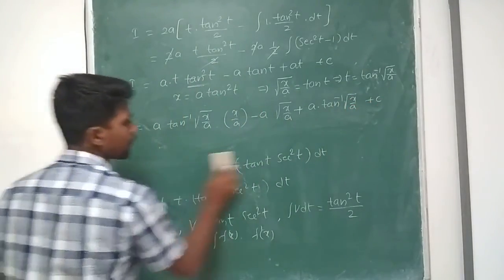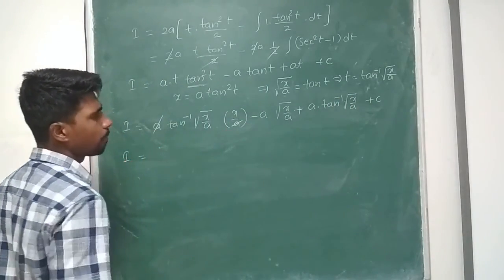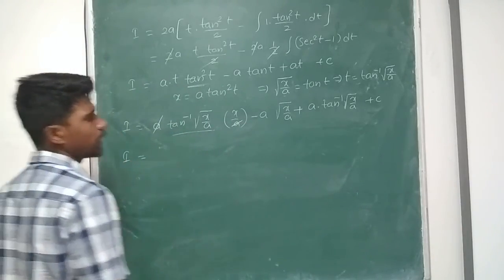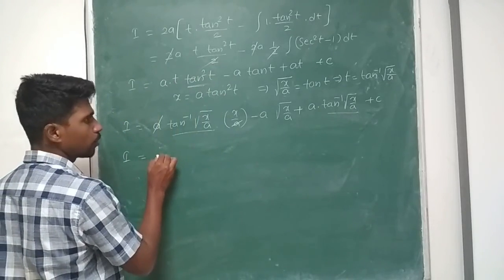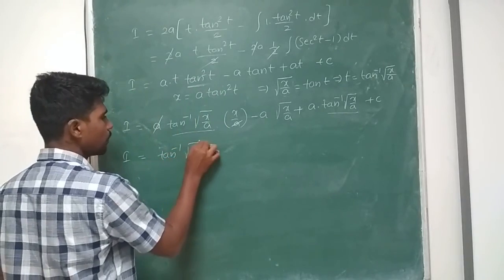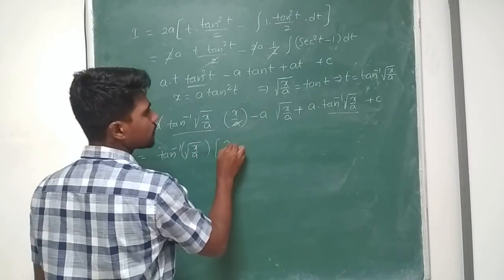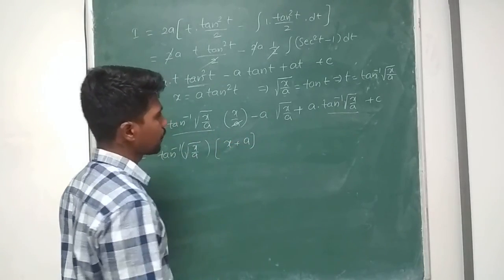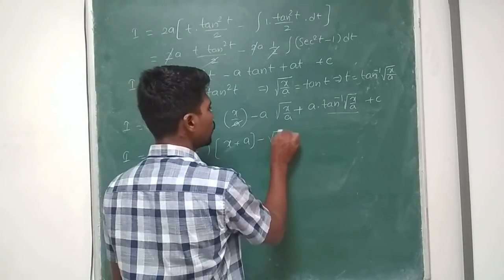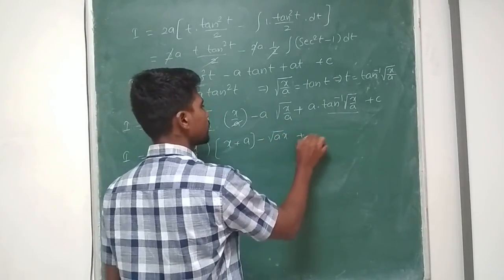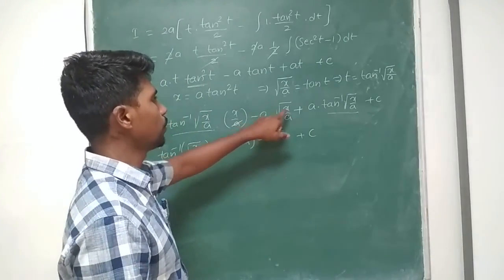The final answer: I is equal to, here a and a get cancelled. I can take tan inverse of root over x by a common. If I take tan inverse of root x by a common, I get the answer as x plus a, x plus a. Now here minus root over ax plus a constant c. A by root a, if I cancel, I get root a into x.